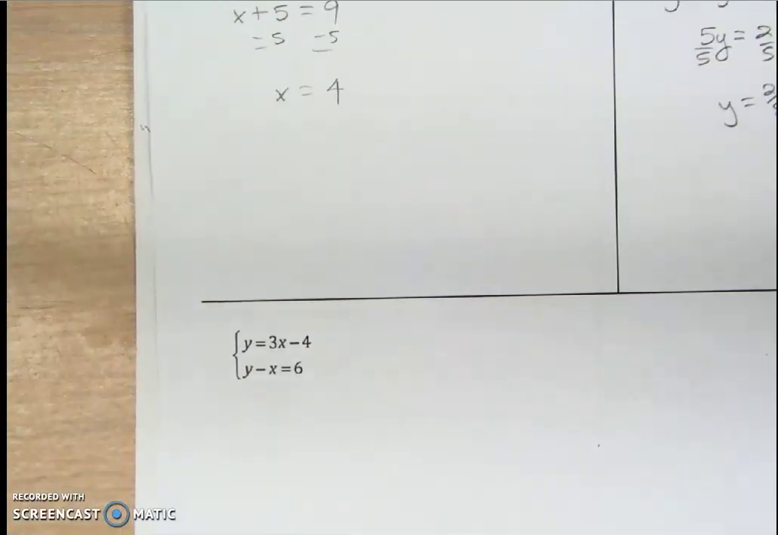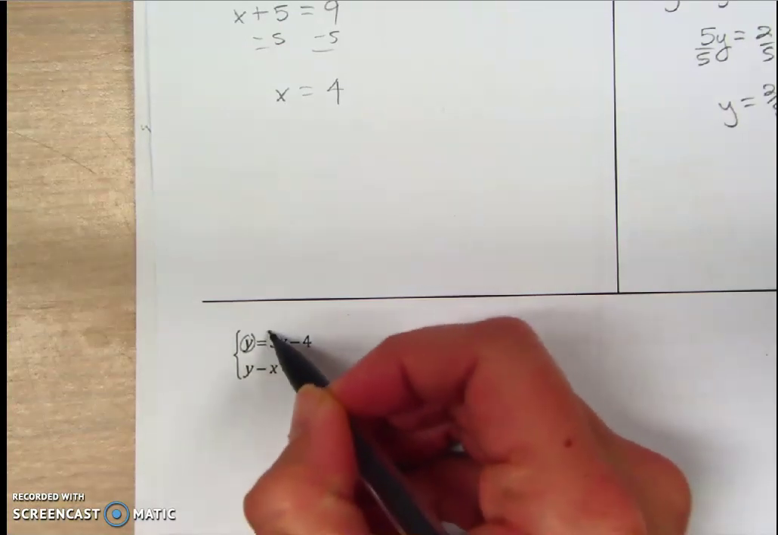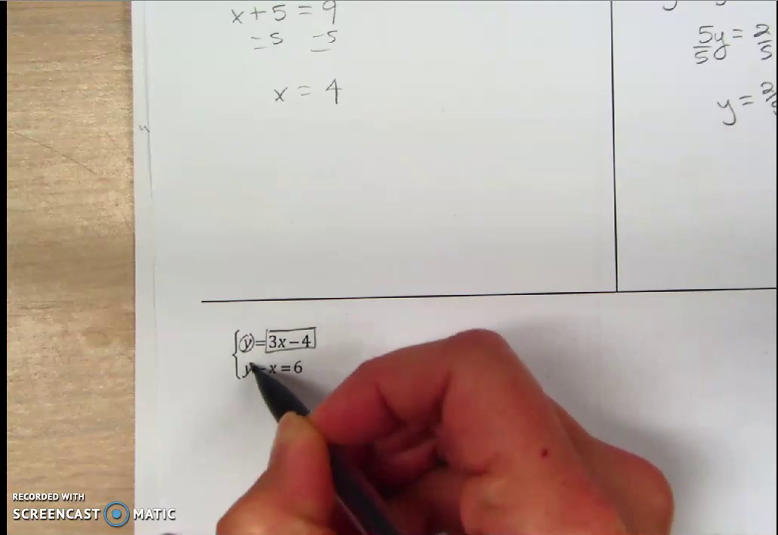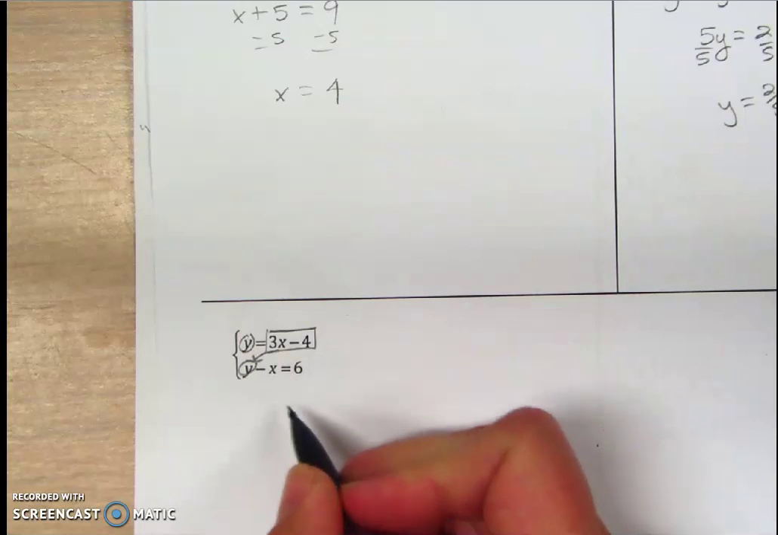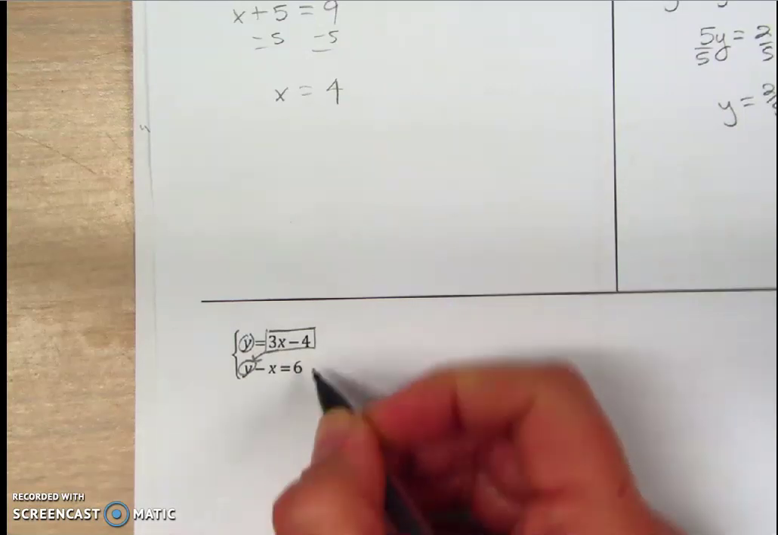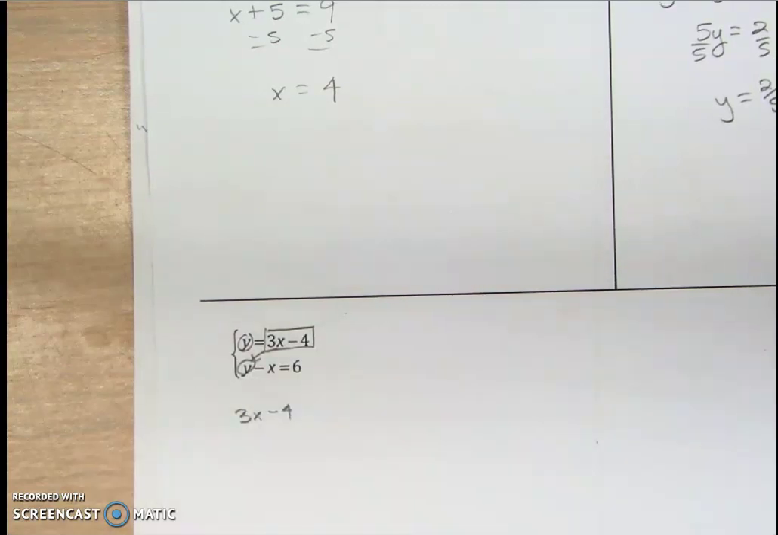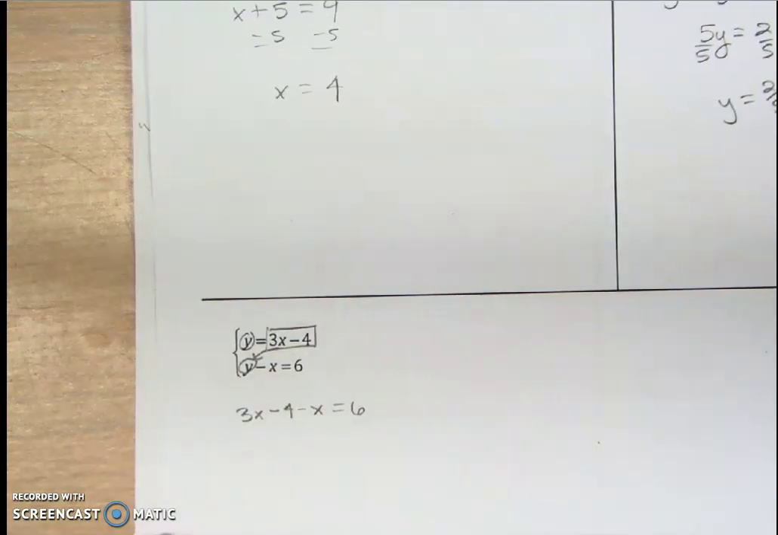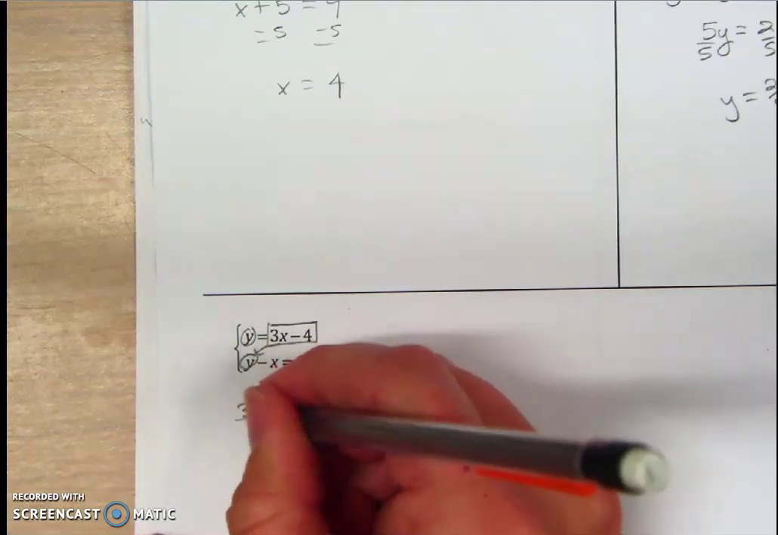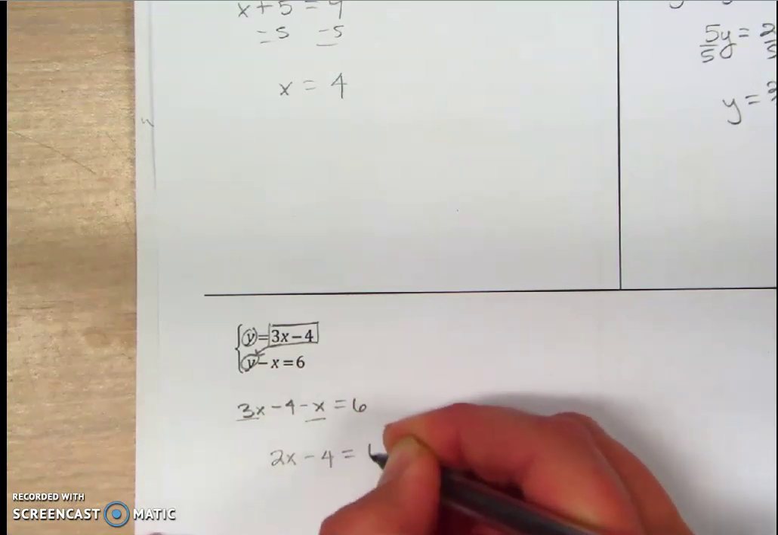This time, y is equal to 3x minus 4, and y minus x is equal to 6. So I see a y by itself right here, and it is equal to this whole expression. I see another y down here, and so that's where I'm going to plug it in. So now instead of y minus x equals 6, I'm going to plug in 3x minus 4 for the y, then copy the rest of the equation. Minus x equals 6. Now it's just a matter of combining like terms, so we have 3x minus x is going to be 2x minus 4 equals 6.